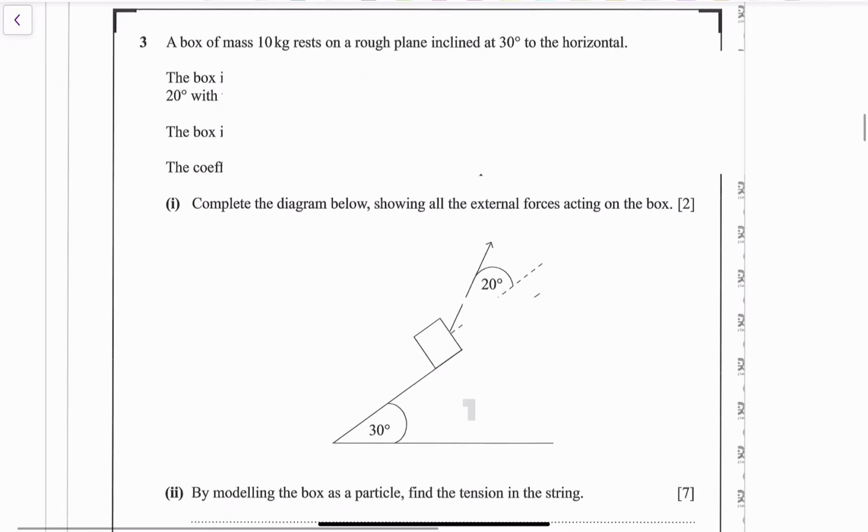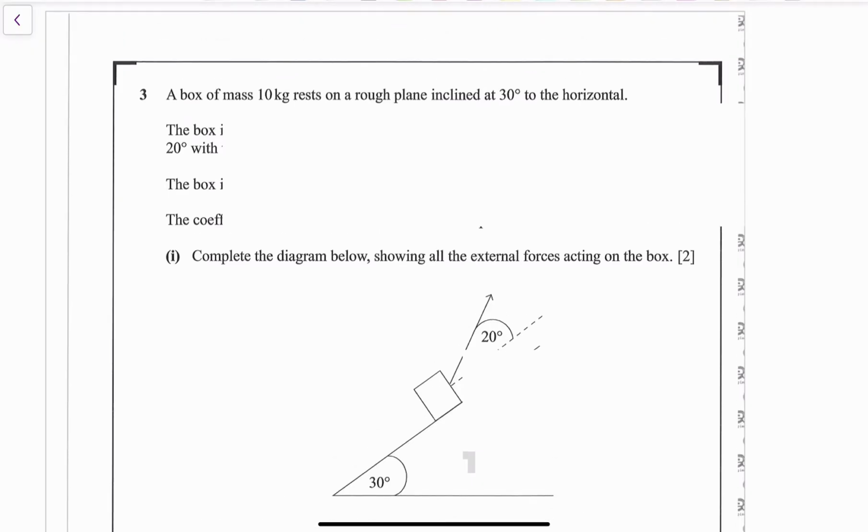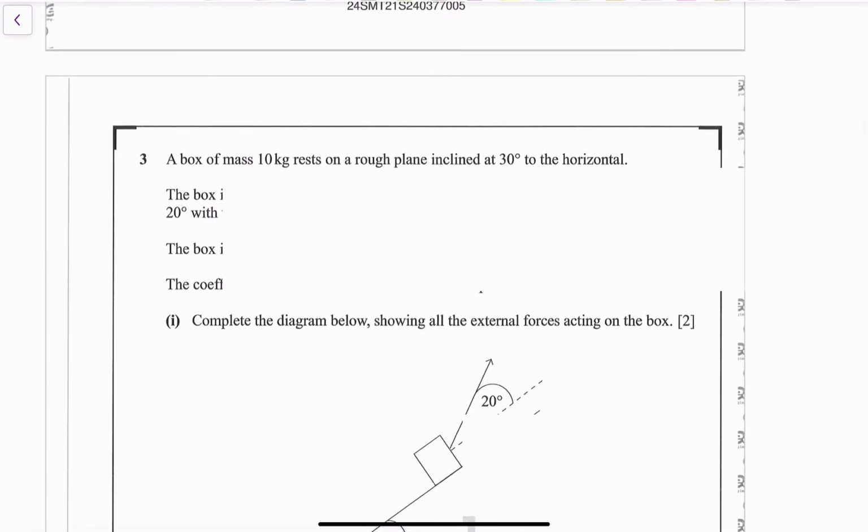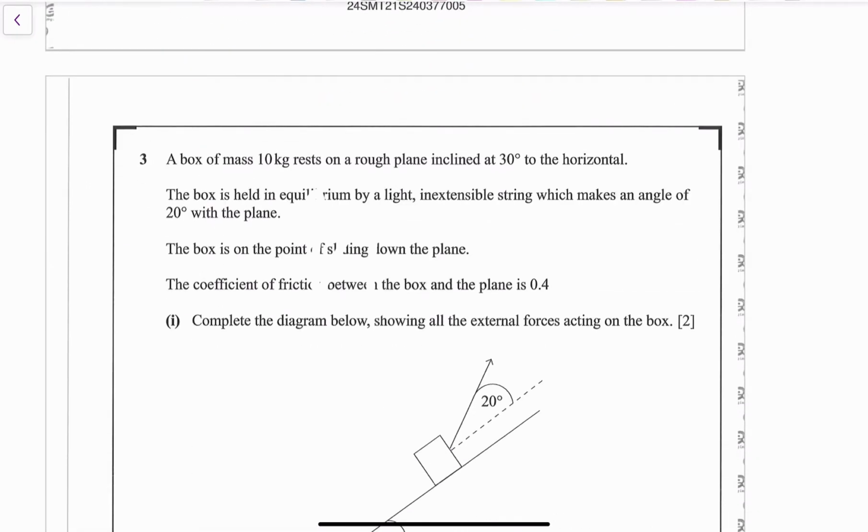Okay, what's question 3? Lovely. Okay. Box of mass 10 kilograms rests on a rough inclined plane, 30 degrees to horizontal. Why is this not coming on? Okay, there we are. Technical difficulties. Don't know why that's not going there.